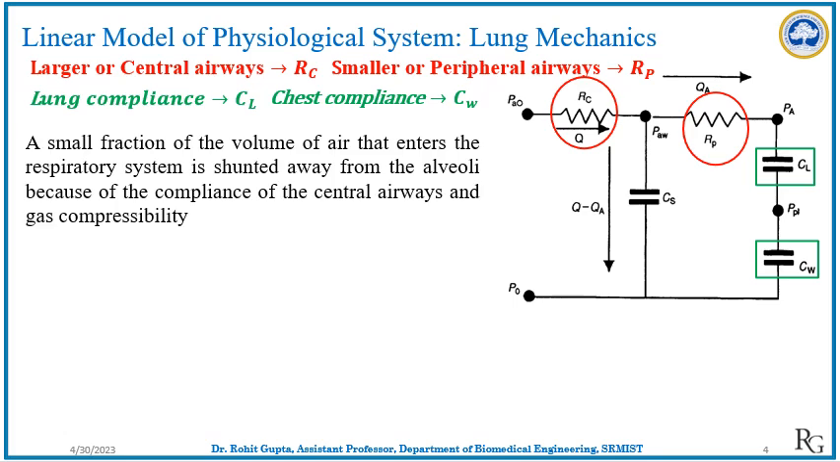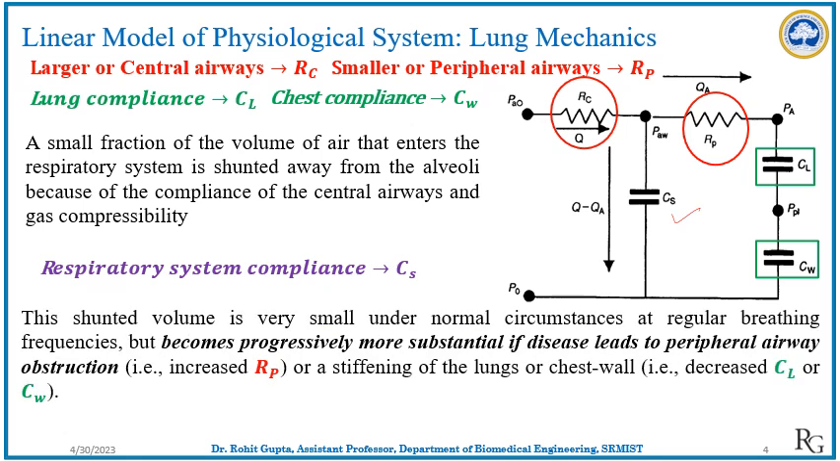Further, a small fraction of the volume of air that enters the respiratory system is shunted away from the alveoli because of the compliance of the central airways and the gas compressibility. That is represented as CS. This shunted volume is very small under normal circumstances, in normal breathing, but it becomes more and more substantial if there is any disease of the peripheral airways or any obstruction.